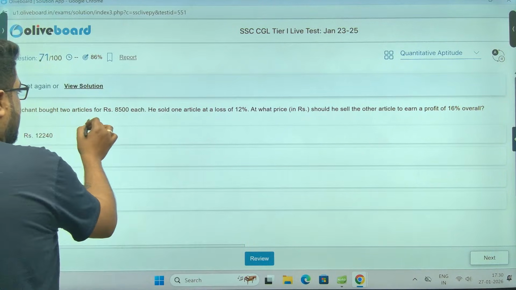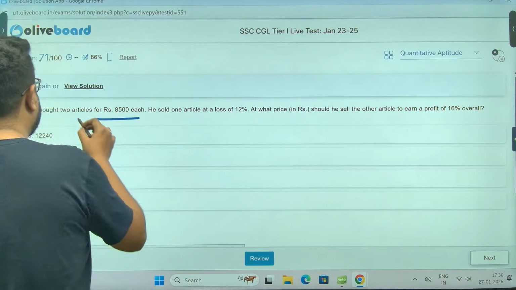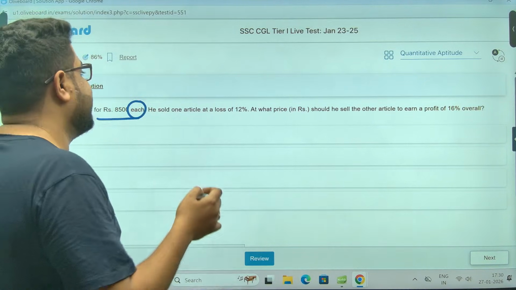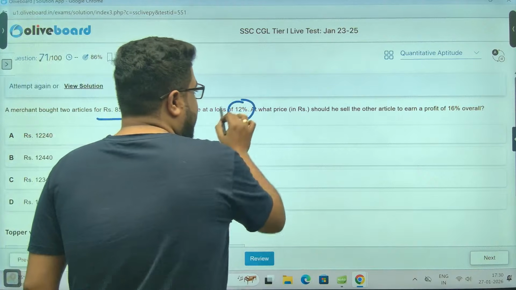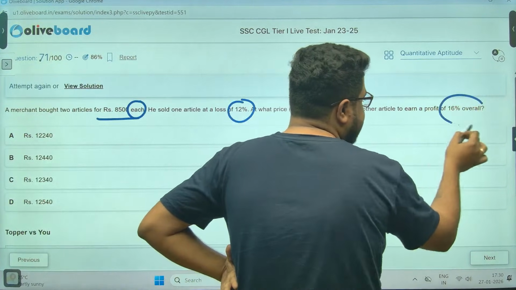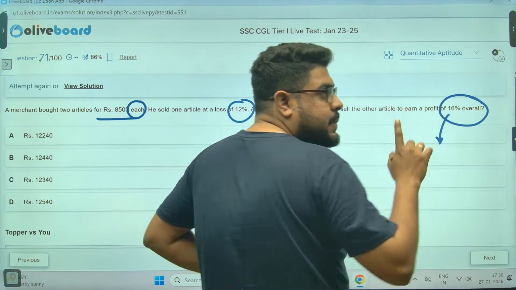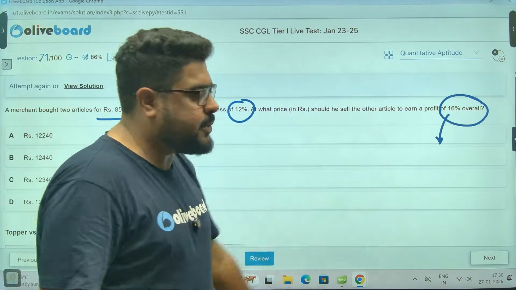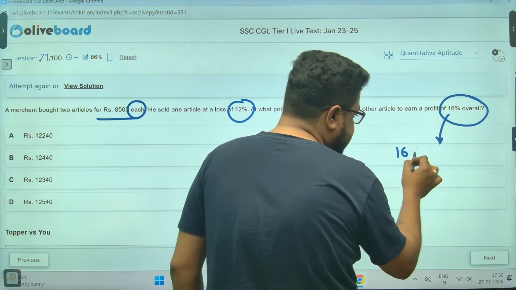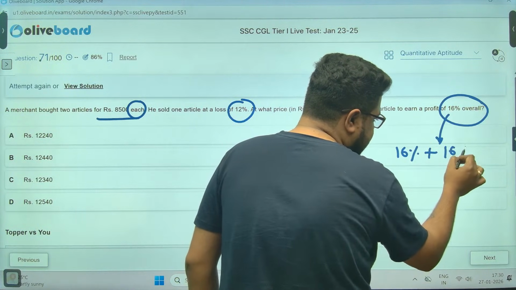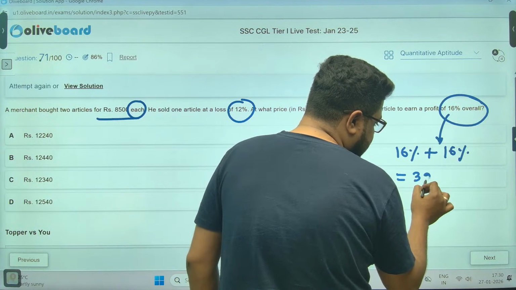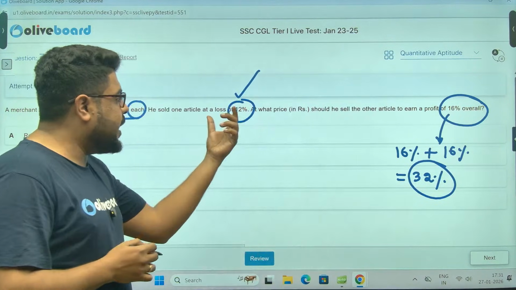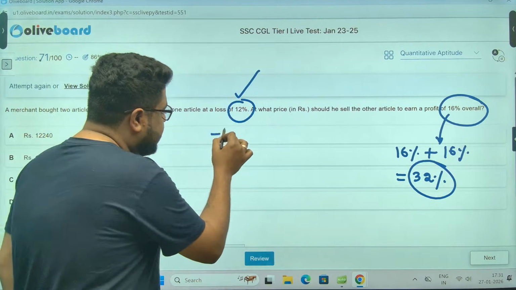A merchant bought 2 articles. Each, CP same. CP same means the question is very easy. One article at a loss. Total 16% profit overall. Meaning, always think like this when CP is same. Total 16% profit means first article 16% profit plus second article 16% profit, meaning total 32% profit. Out of that, one article has 12% loss, meaning minus 12%.